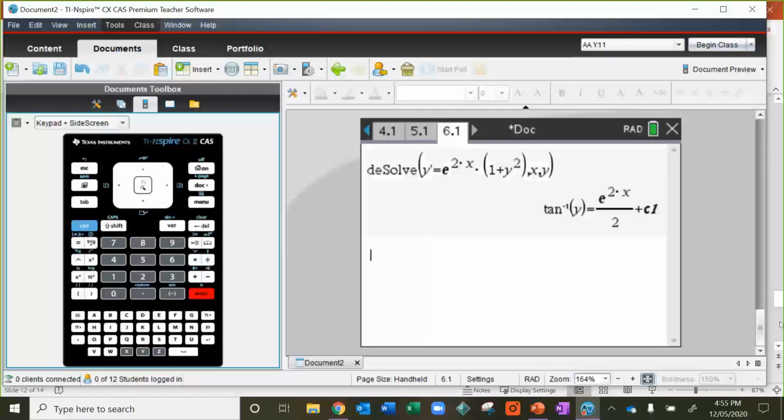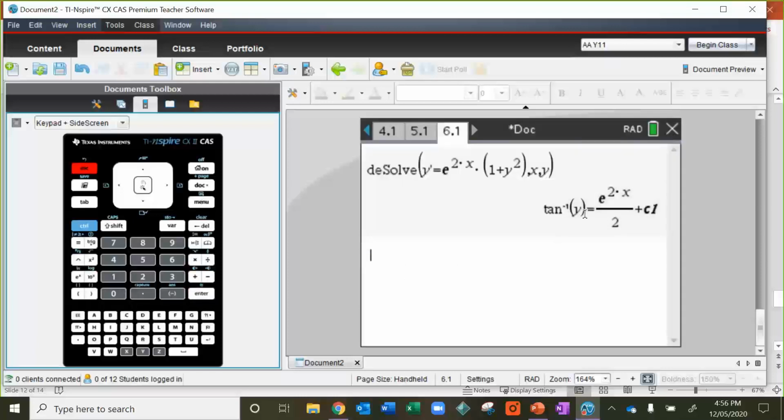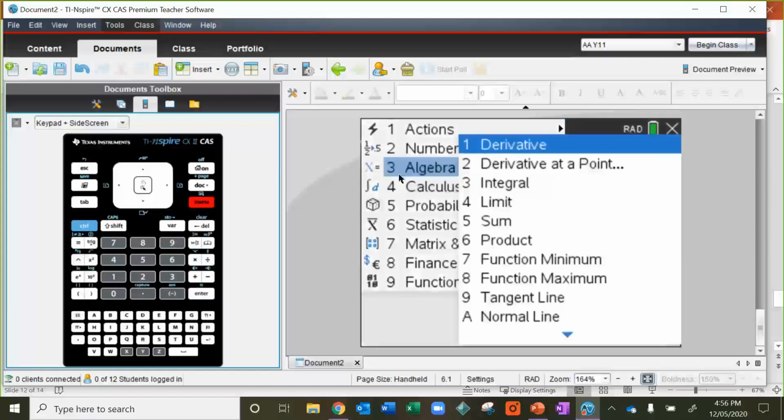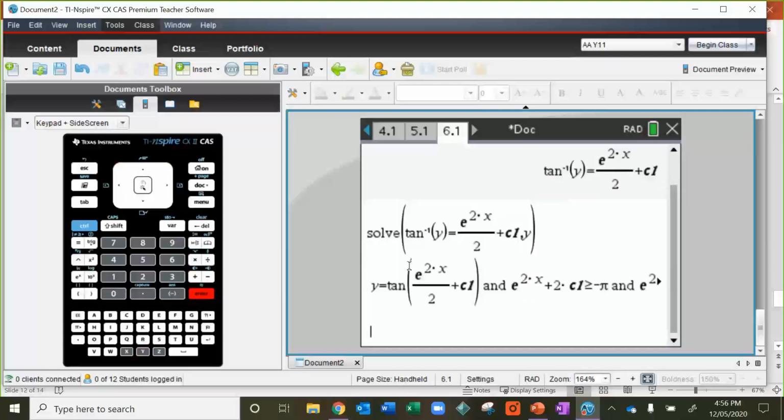comma y. But this time the calculator doesn't give us y as a function of x. When it solves, it says inverse tan of y is equal to this expression. So what we can do, you can of course do it by hand and say tan y equals tan of all that. If we ask the calculator to solve it for y, it does tell me that y is tan of e to 2x on 2 plus a constant, so it's okay to have a constant inside tan, but it also gives some conditions.